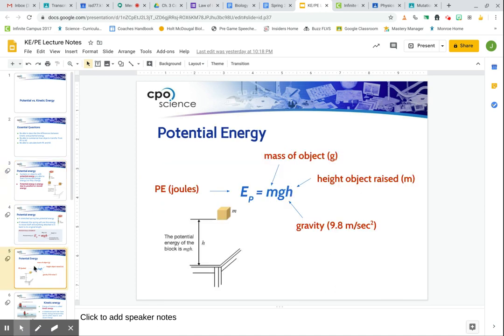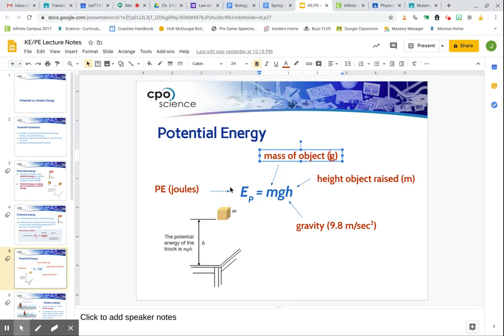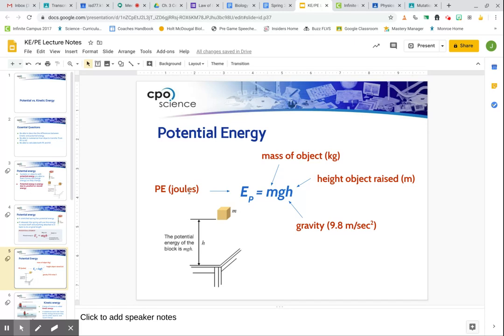Now, potential energy is equivalent to the mass times the gravity times the height. Now, there's a typo here. This should actually be kilograms, but I'll change that right now. Potential energy, which is measured in joules, is equal to the mass of the object times gravity, which is always 9.8 meters per second squared, times the height of the object. All of those things are going to tell us how much potential energy the object has if it were to be released.